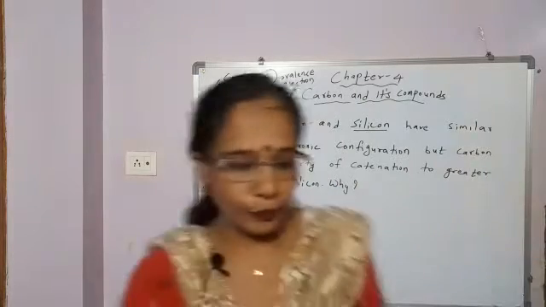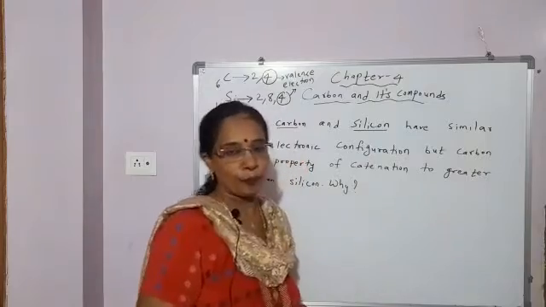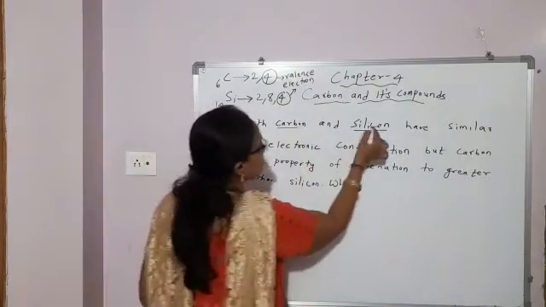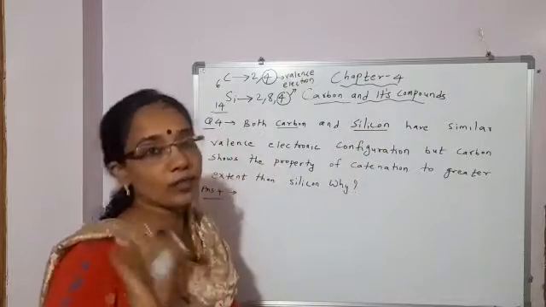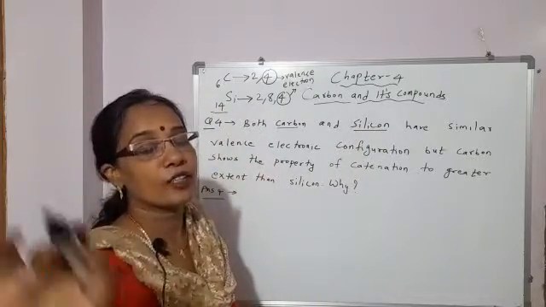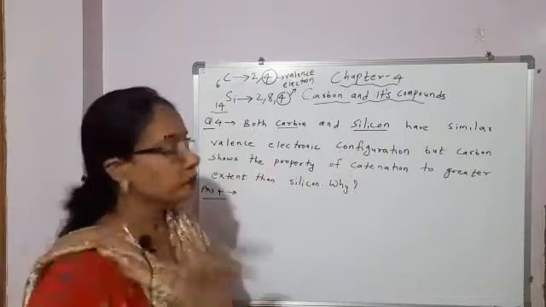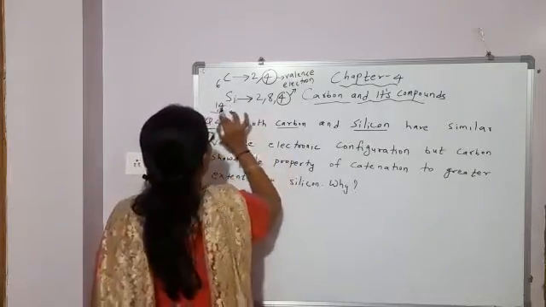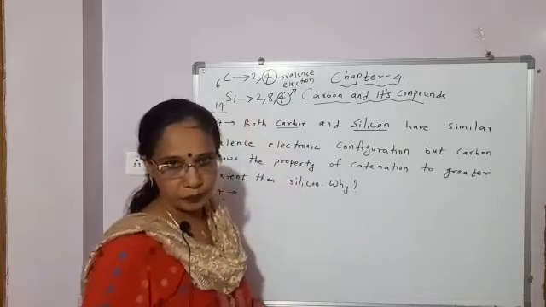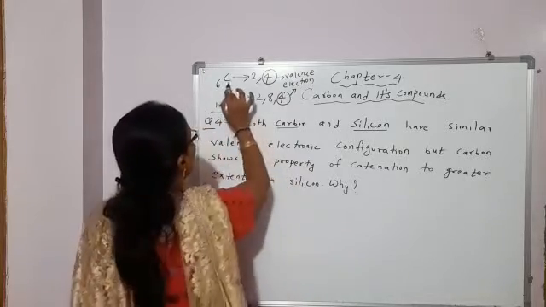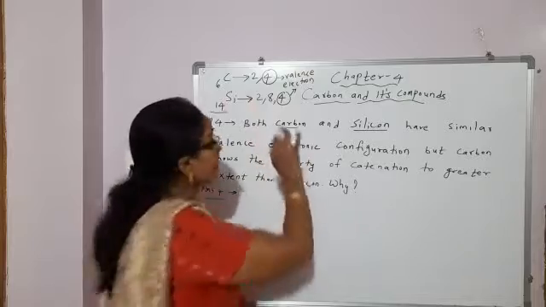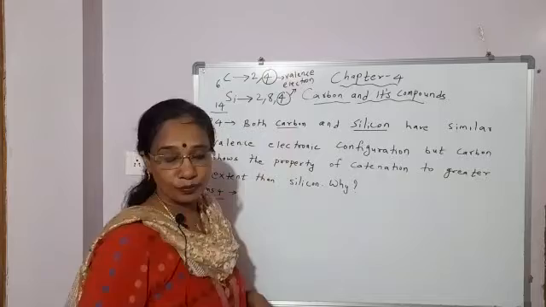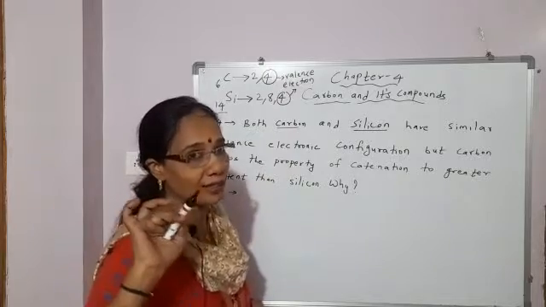Yes, students. Now one question is asked based on catenation. Carbon and silicon both have the same valence electronic configuration. Carbon's atomic number is 6. Silicon's atomic number is 14. The electronic configuration of carbon is 2, 4. The outermost shell has 4 electrons. The outermost electron is called a valence electron.